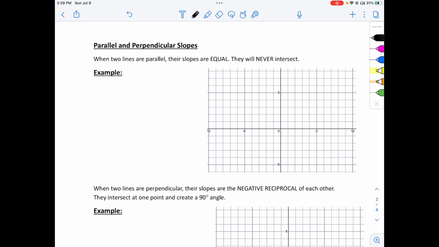You may recall that parallel lines look something like this. And if you were to extend them in either direction, they would never cross. So in the case of linear relations, where we have equations of a line, if two lines are parallel, they will have the exact same slope, okay, because this indicates that the rise and run are the same in both lines, which means that it's impossible for them to ever cross at a point.